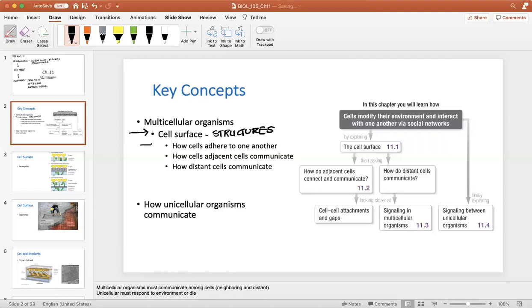We're then going to focus in on how cells adhere to one another, basically how they stick together. And then we're going to talk about how cells communicate, and we're going to break this down into 2 parts. We're going to talk about how cells that live right next door or adjacent to one another communicate. And then we're going to talk about how distant cells communicate. Finally, I'll talk just a brief moment about how unicellular organisms talk to one another. Now, these items here are going to be the focus of part 2 of the chapter, or part 2 lecture, and these items up here will be part 1, okay?